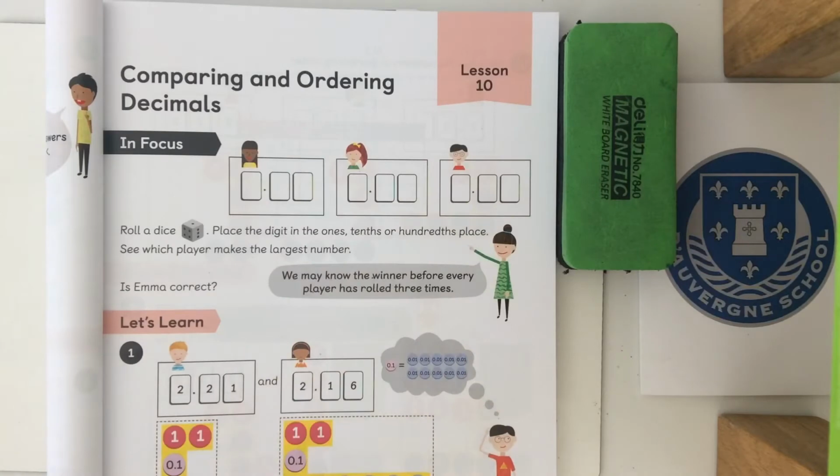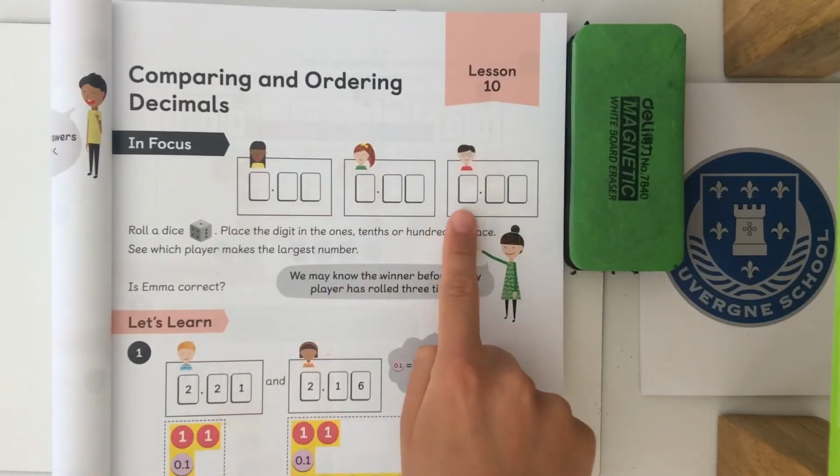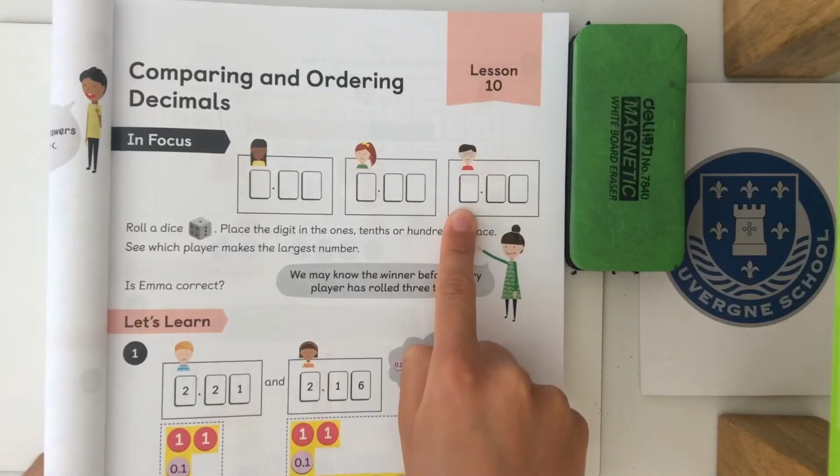Okay, so have a look at our in focus task. I want you to see if you can notice what the difference is between this version of the game and yesterday's version of the game. So you need to roll a dice, place the digit in the ones, tenths or hundredths place. See which player makes the largest number. So what's the difference between today's game and yesterday's game? This time you're allowed to put the digit in the ones place, okay?